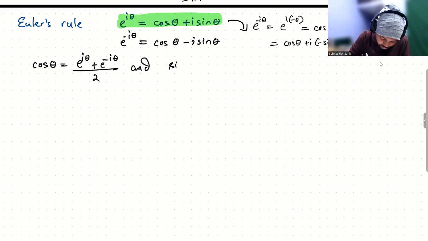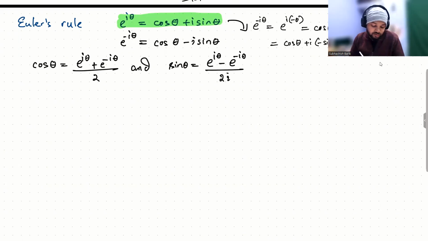And sine theta will be e to the power i theta minus e to the power minus i theta over 2 times i. Okay. These are some useful identities.